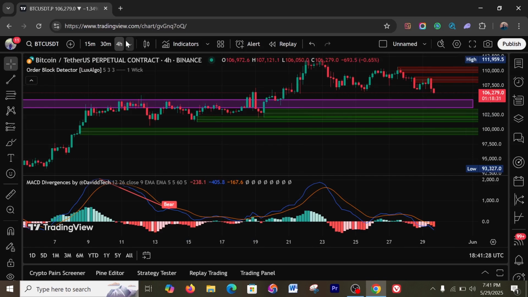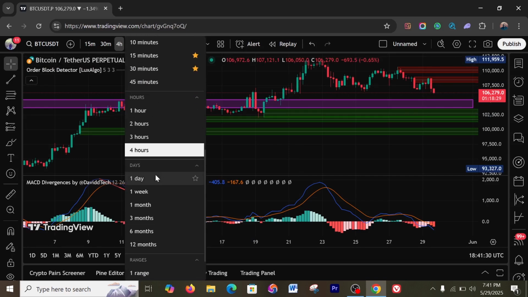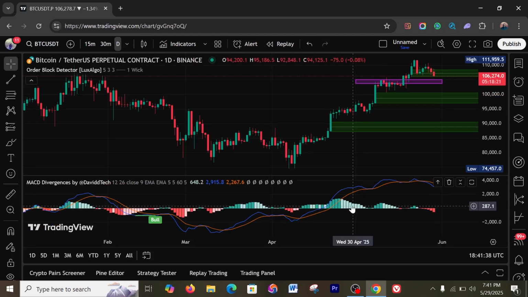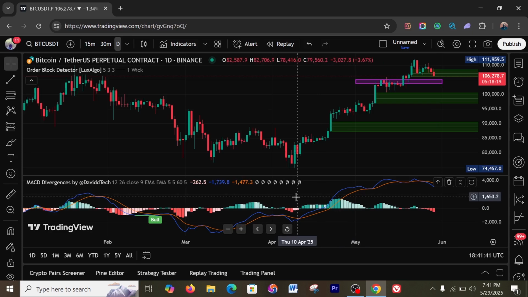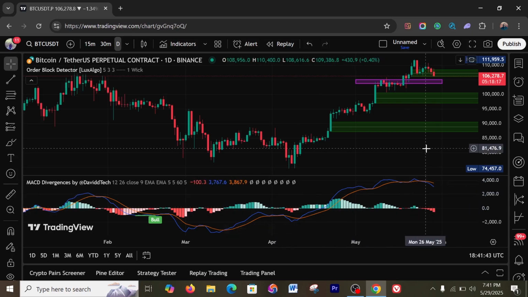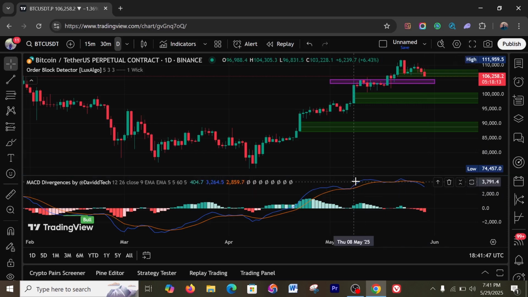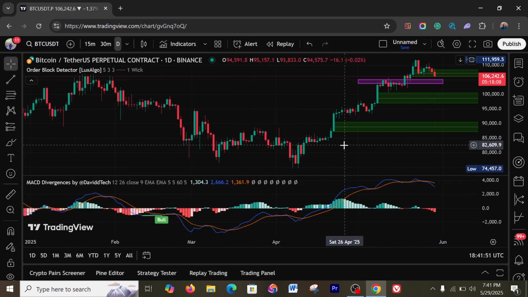So when you switch this to daily, the moment this histogram starts to change color, such that the thick red is now light like this, you would notice that the selling pressure is subsiding. And when it turns to this green, it means that the bulls are in control.